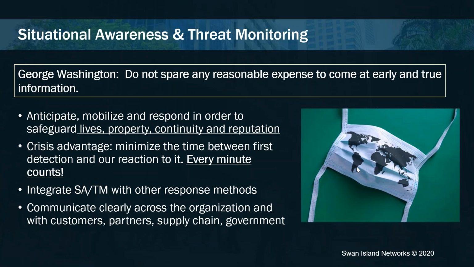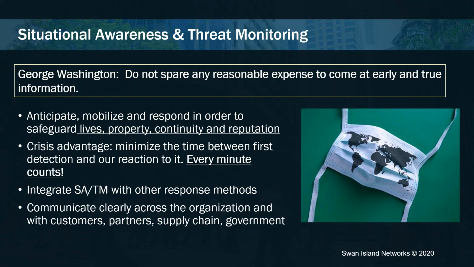So we talk about situational awareness as a means to anticipate, mobilize, and respond to threats in order to safeguard lives, property, maintain business continuity, and reputation. And in fact, George Washington did as well. He recognized this in the very early days when he dedicated part of his own budget to intel gathering.